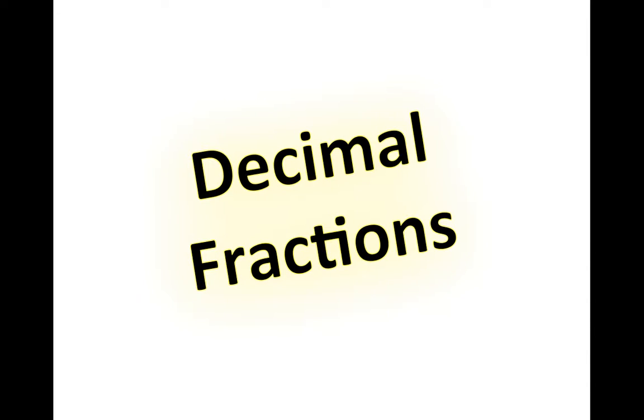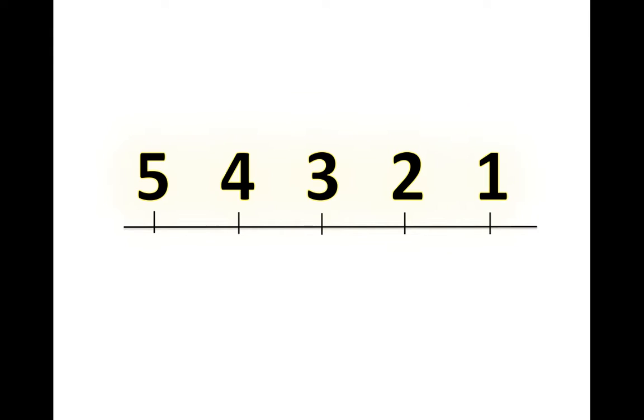Today we are talking about decimal fractions. On this number line we see the whole numbers 1, 2, 3, 4 and 5. If we look at the whole numbers 3 and 4, for example, we know as students that an infinite number of decimal fractions exist between these two whole numbers. We call this concept number density.